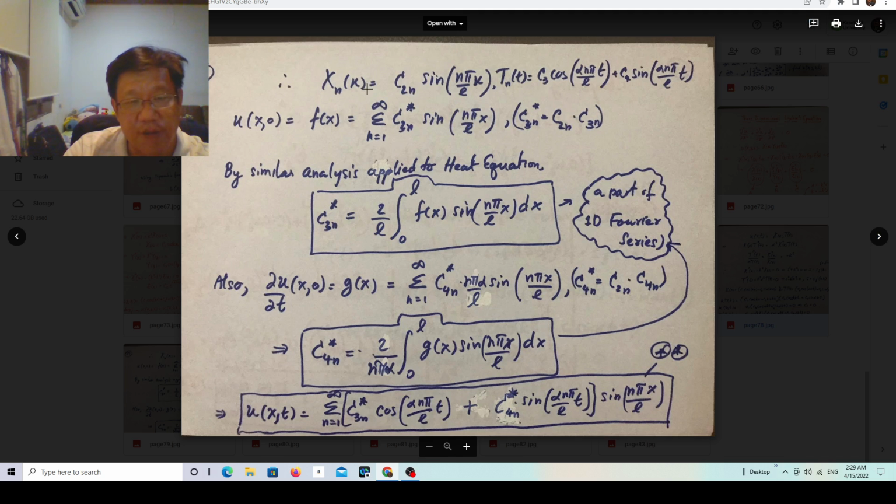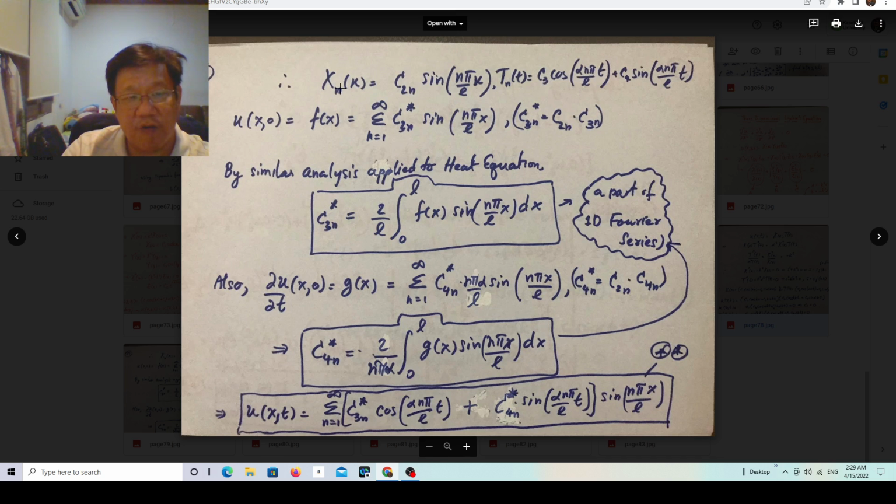Therefore, we can simplify the term now. Capital X of x becomes a parametric function of n, relying on the n value, and T of t also relies on the n value, because they have a k term within this cos and sine function here.